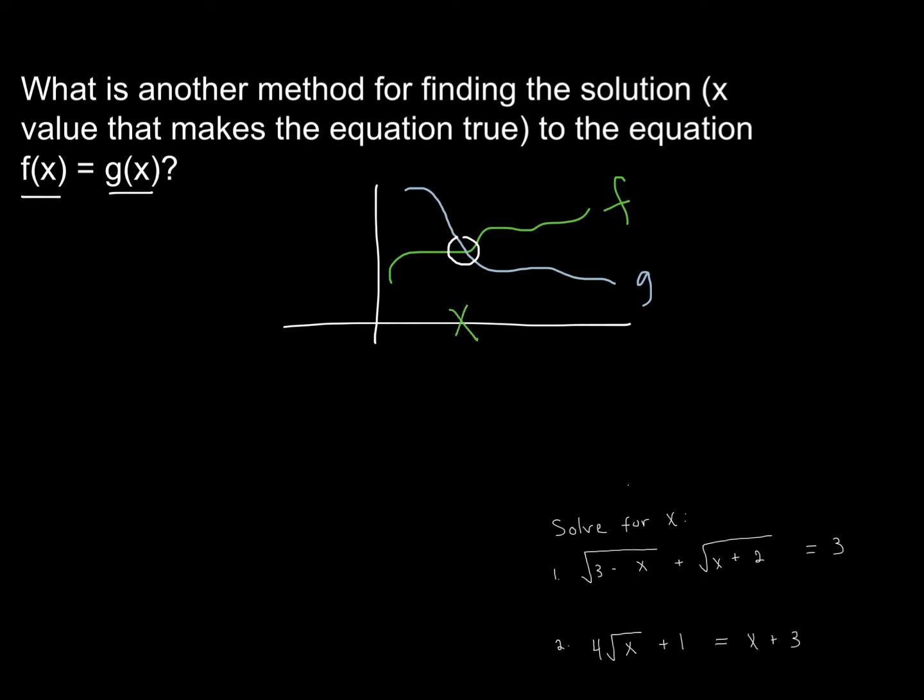And so if we can go ahead and graph f of x, and we can graph g of x, then we can find where they intersect.